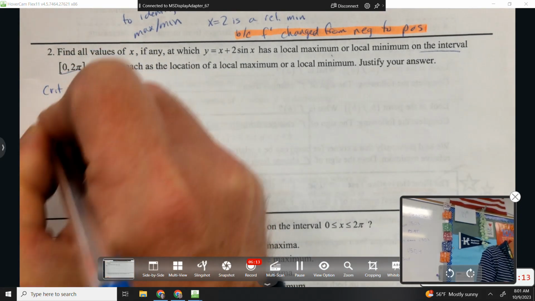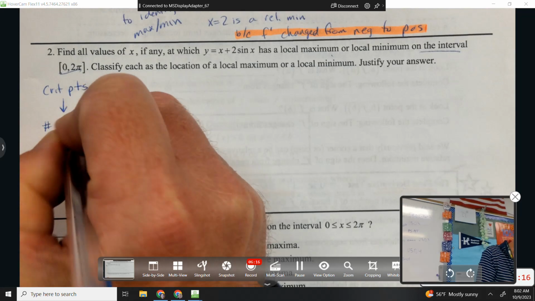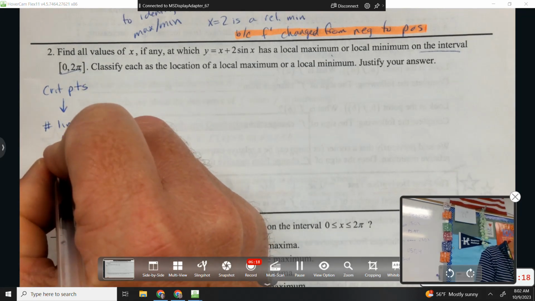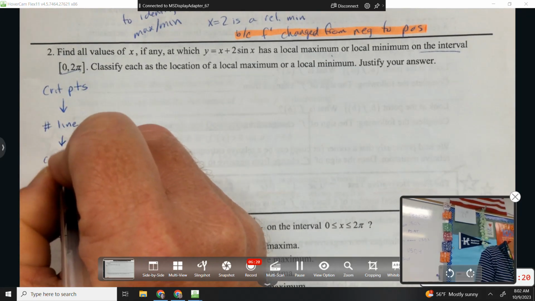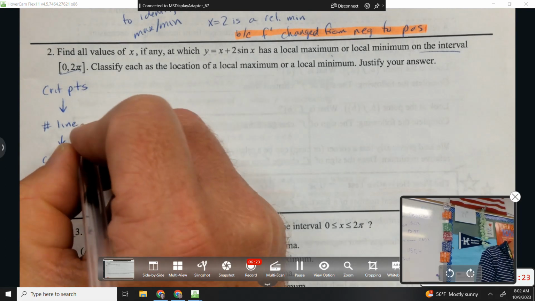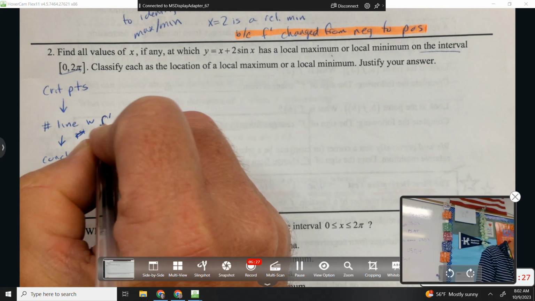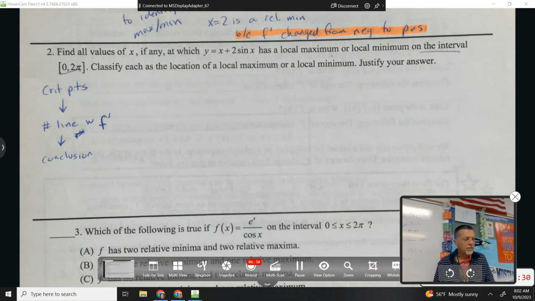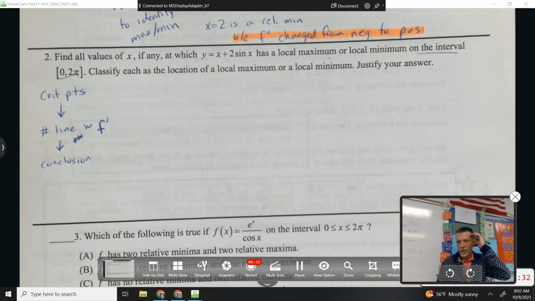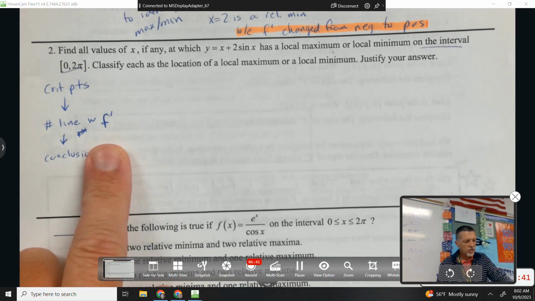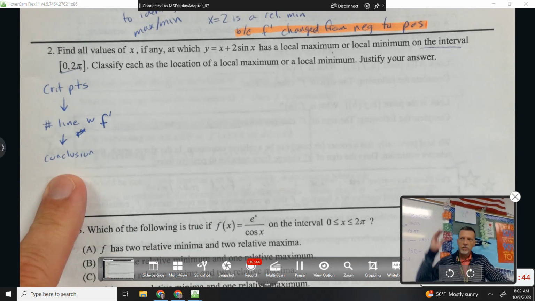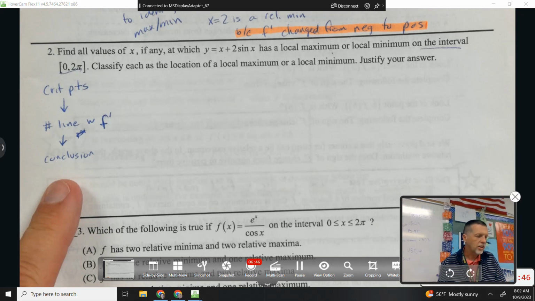Critical points leads to a number line with the first derivative. And once we do that, I'll just say with f prime. So I don't need to put all that to the side, but that's just like my brain thinking through what's the process for this problem. Critical points will give me the potential maximums and minimums. I'll put those on a number line, check f prime, and then I'll be able to know what's going on in terms of increasing and decreasing.